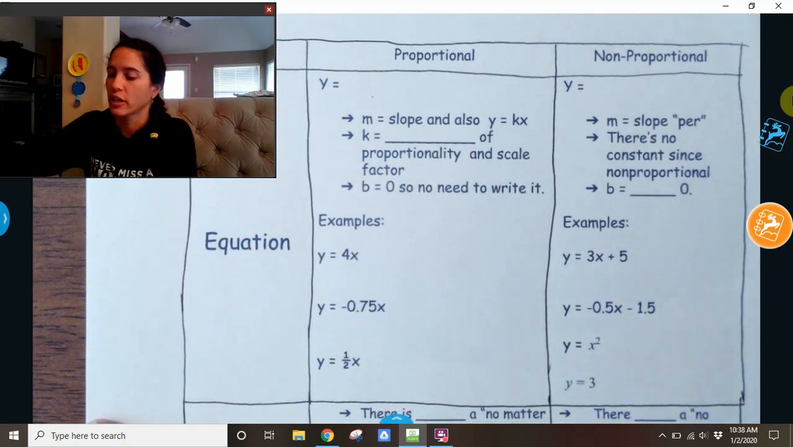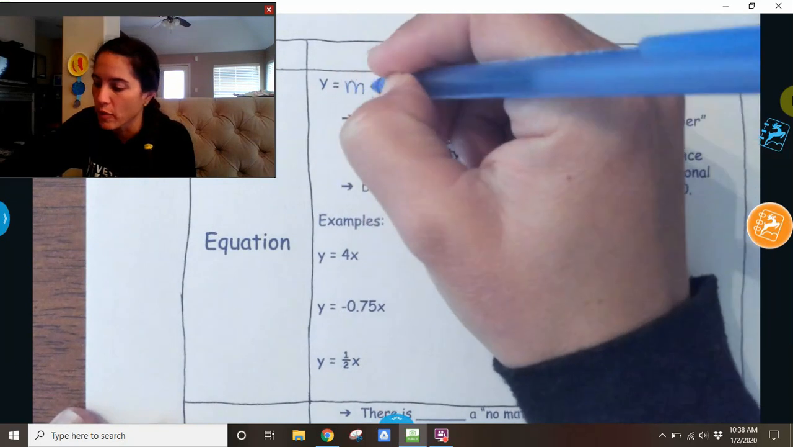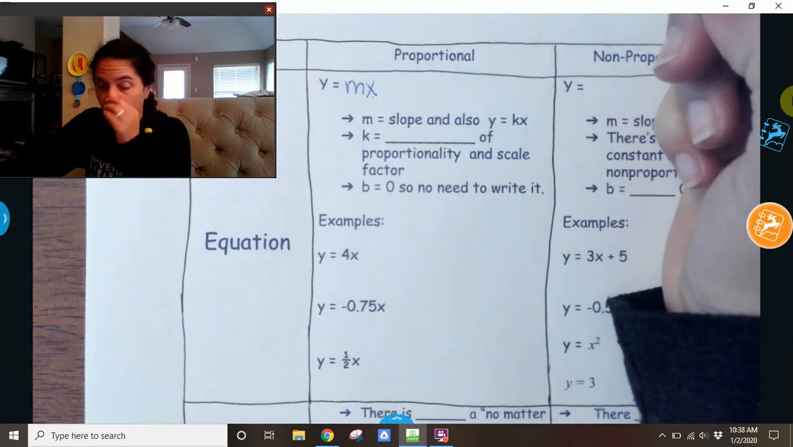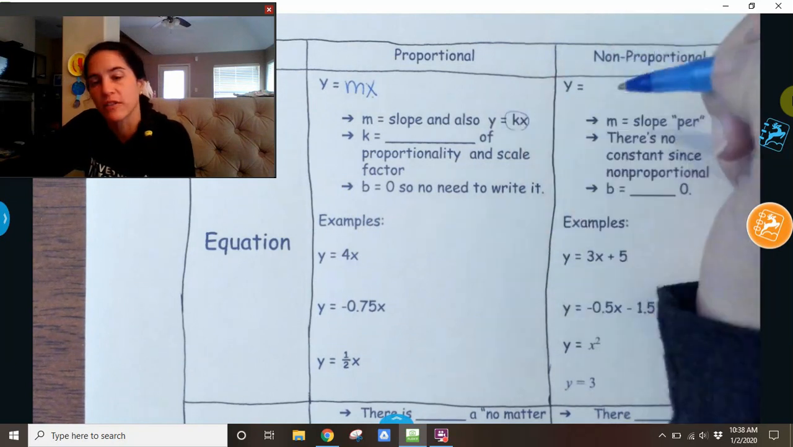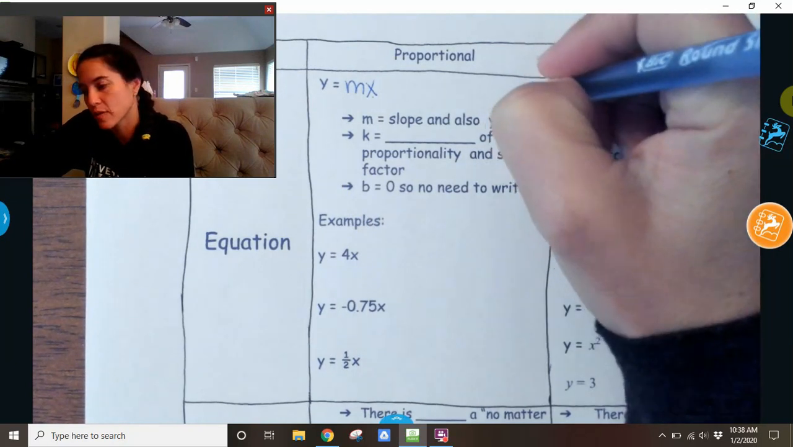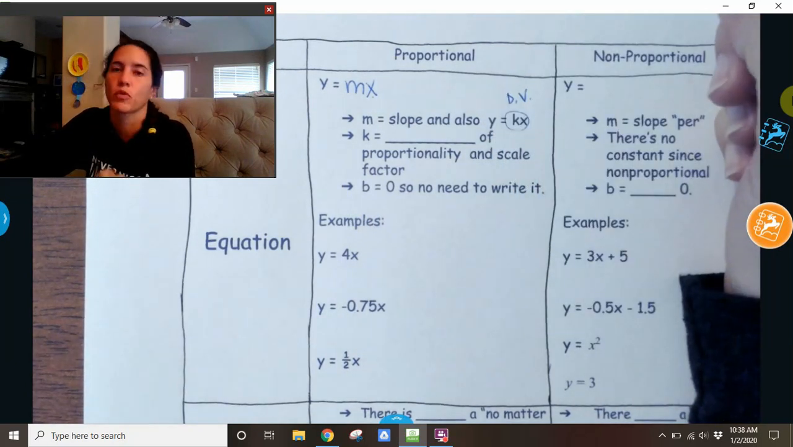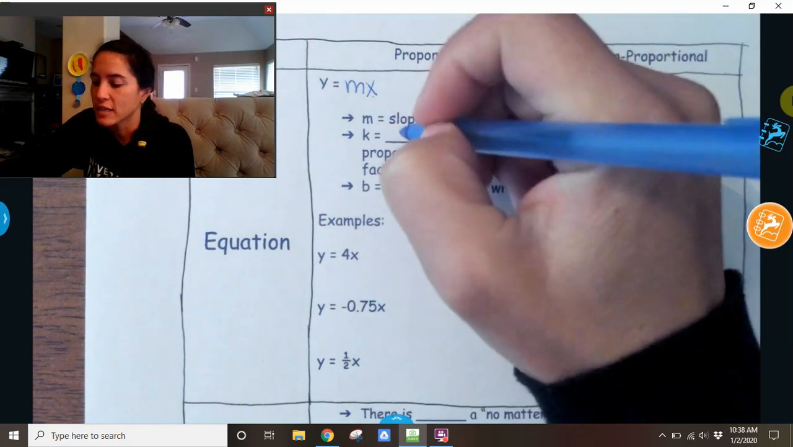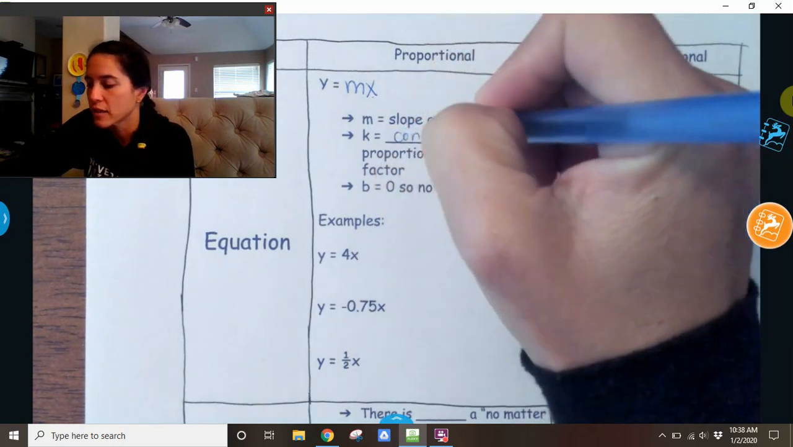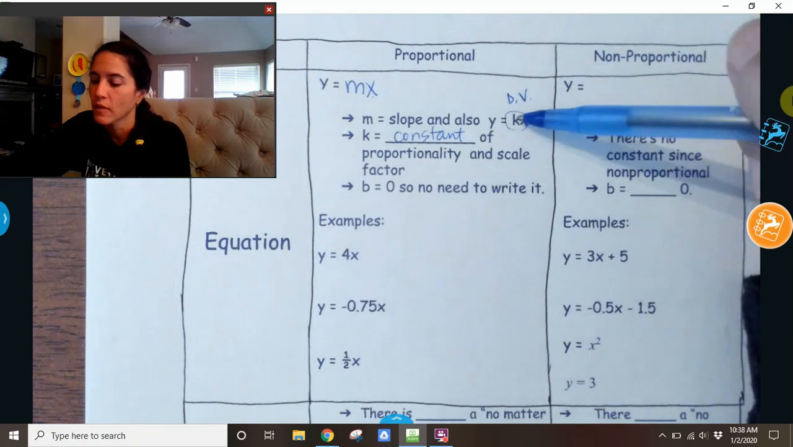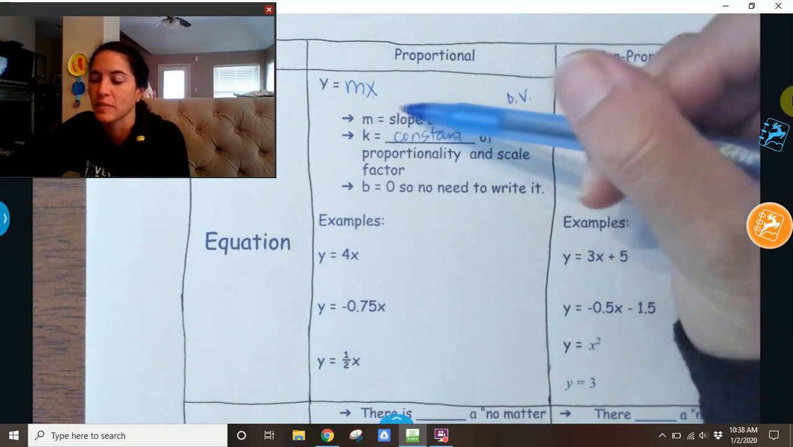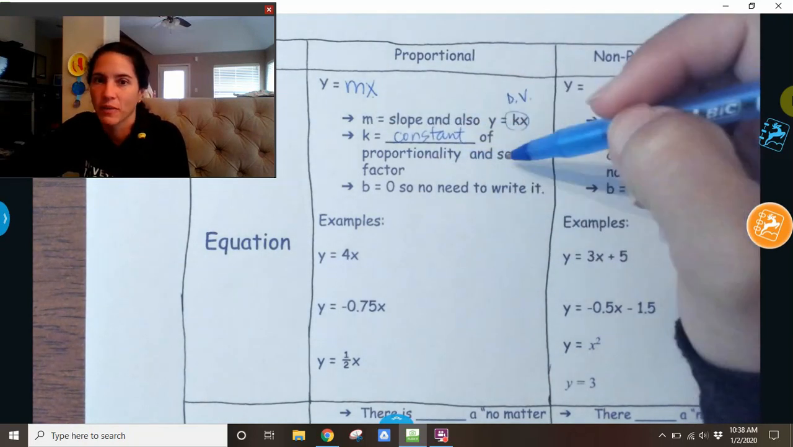For the equation for proportional, it's going to be in the form of y equals mx. M is the slope. It could also be y equals kx, kind of like direct variation, because direct variations are proportional. K is the constant of proportionality, or the scale factor, if it's written in the form of y equals kx. If it's m, it's the slope. And they're all the same thing.